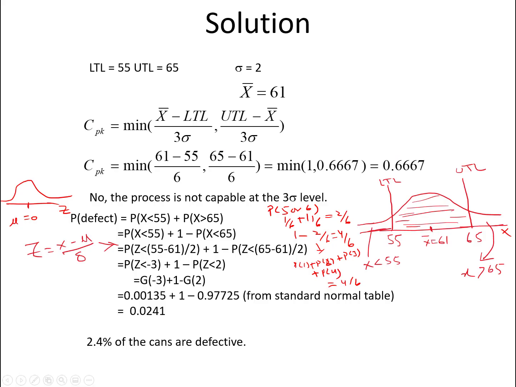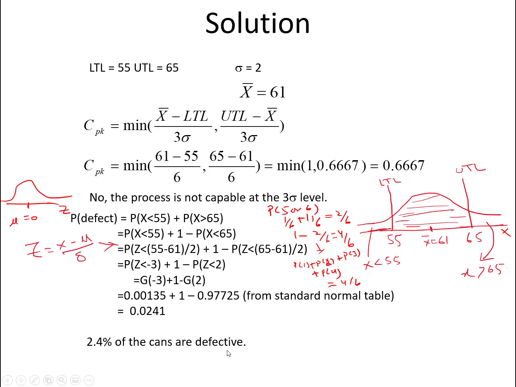0.977. So you can see for minus 3, which is 0.00135 plus 1 minus 0.97725. We already locate these values in the z table. When you simplify it, this will be equal to this one. So it means 2.4% of the cane are defective.